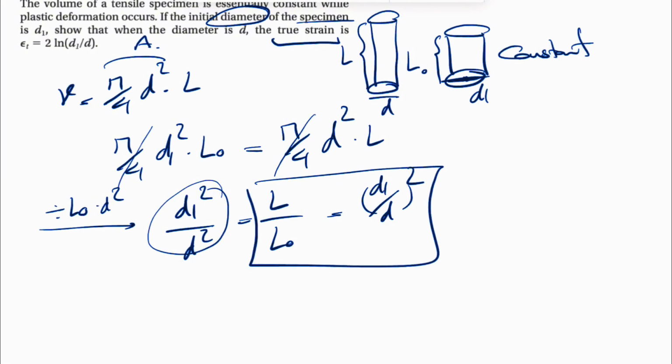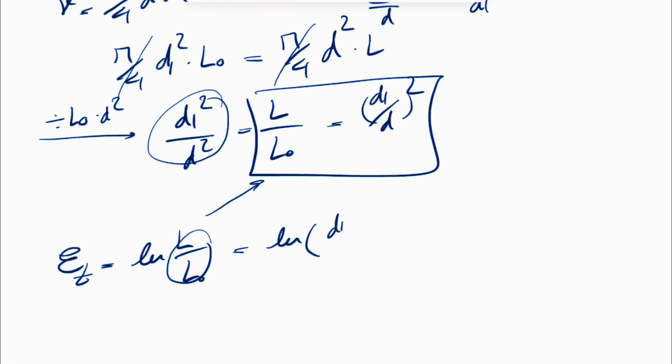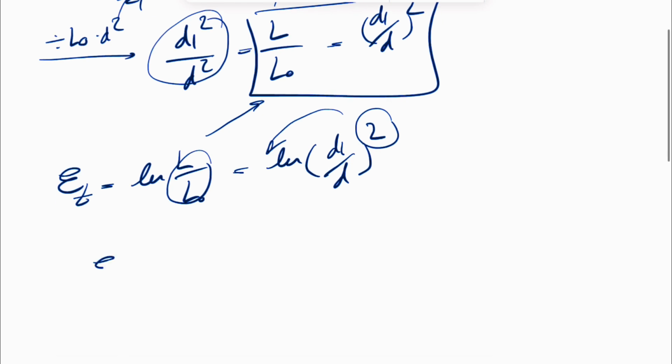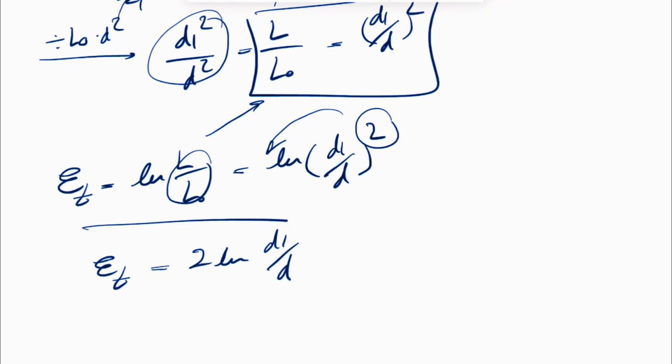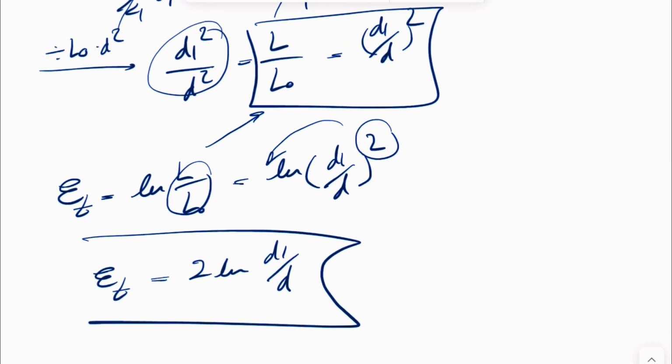That's what we get so far, and we figured that our true strain is from the formula that we just discussed, natural log of L over L0. So if we put in what we had in the previous step, this would be natural log of d1 over d all to the power of 2. From the laws of logarithms, we know the exponent can go in front, so epsilon t, or true strain, would be 2 ln of d1 over d. And if we get back to the question, that's what we had here. And yeah, that's the answer for this question.